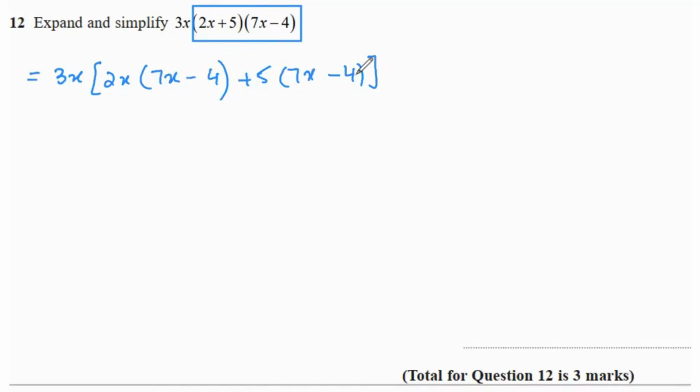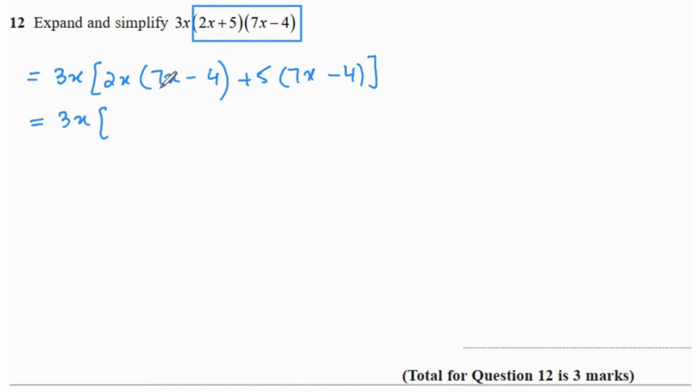There's no restriction to which brackets you pick to expand. You can also begin with multiplying 3x with 2x plus 5, and then the result you get from that, you can multiply with 7x minus 4. So there's no one way to go about this. You can expand any other bracket and then multiply the result. So it depends on you.